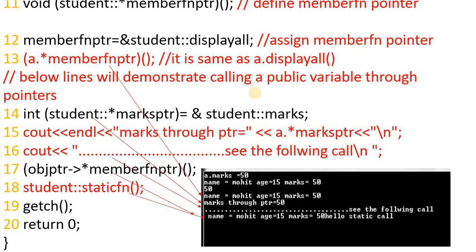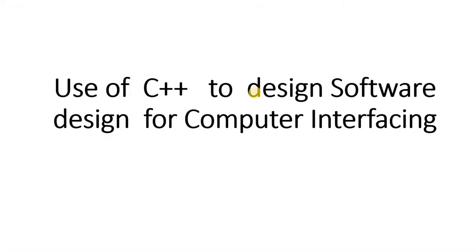This summarizes that you can create an object of a class, then you can access them through the dot convention simply or through pointers too. Everything can be accessed in both ways. Now, how do you use C++? What is the use of C++ in day-to-day life? Use of C++ to design software, and how it can be used for computer interfacing.